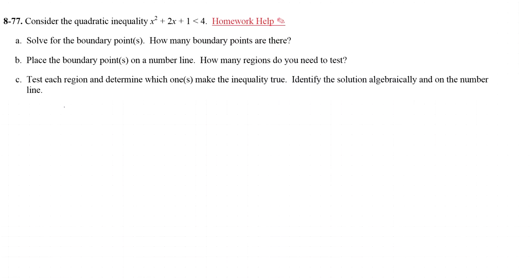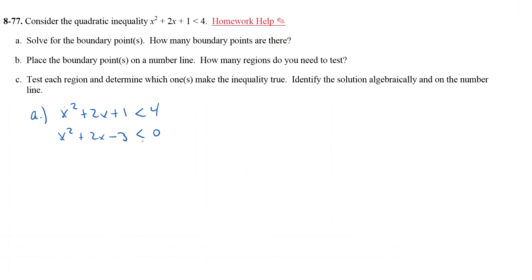877. Consider the quadratic inequality x squared plus 2x plus 1 is less than 4. For A, solve the boundary points. How many boundary points are there? Okay, so for A, we're going to take x squared plus 2x plus 1 is less than 4, and move this over, and we get x squared plus 2x minus 3 is less than 0.